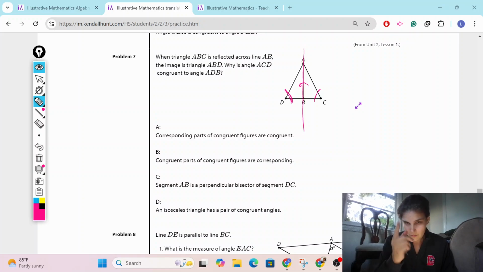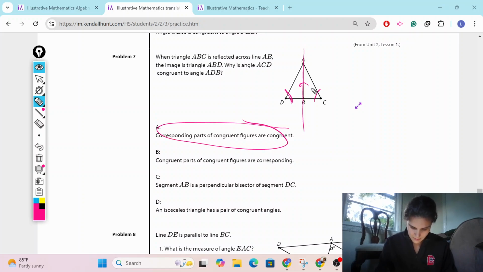Well, we know that a reflection is a rigid motion. Rigid motion preserves two things, the measure of the sides and the measure of the angles. So if C got reflected, which is rigid motion, then angle C is going to be the measure of angle D. Let's figure out which answer says that. Corresponding parts of congruent figures are congruent. I believe it's this one, because it's a reflection, so it's rigid motion. It is congruent because it is rigid motion, and they're corresponding.